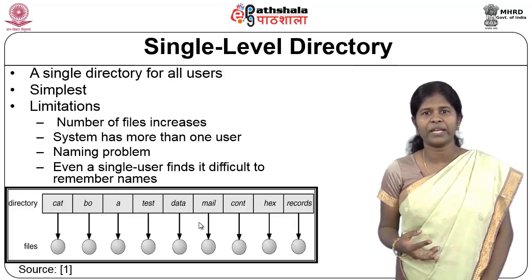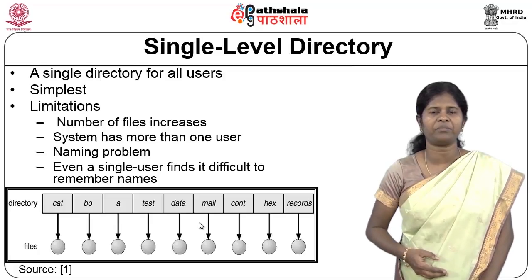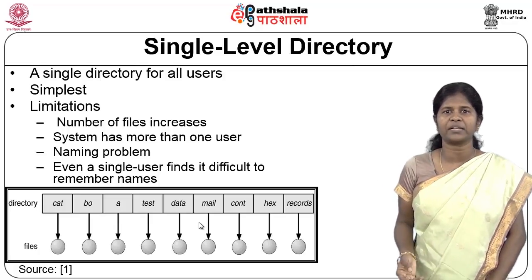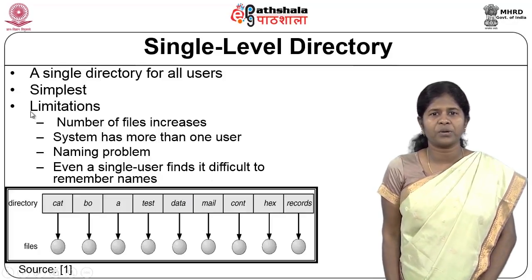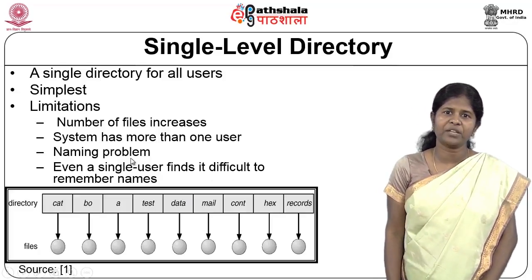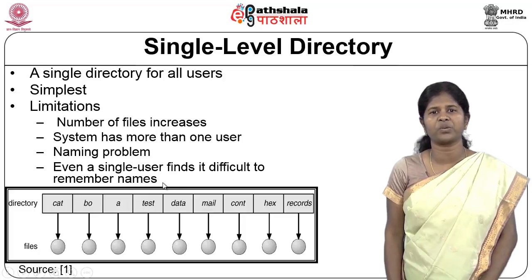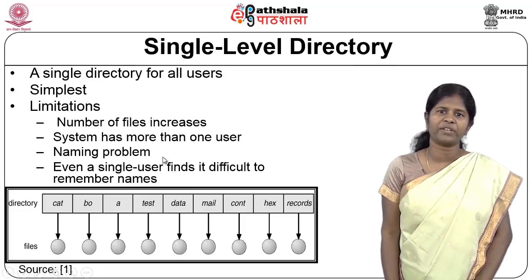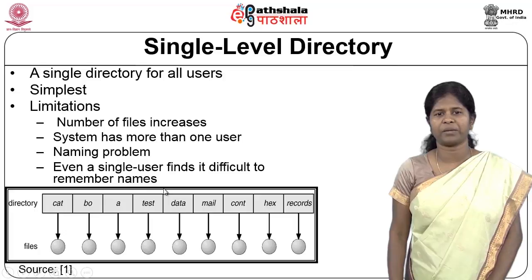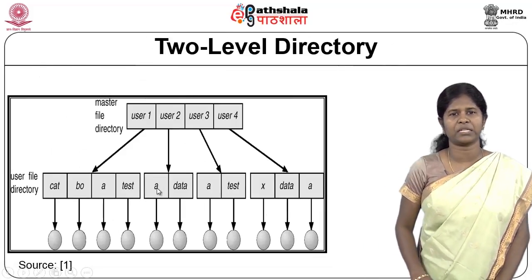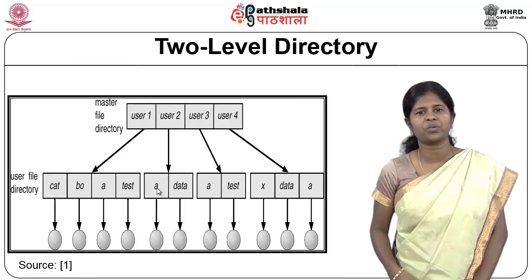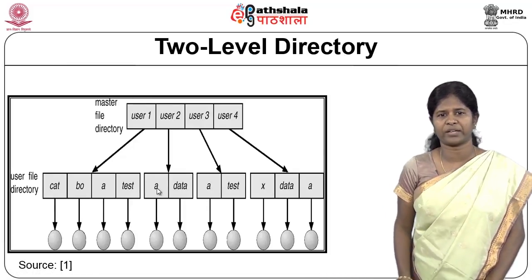Else it will be like two different users using the same name for two different files, which should not be allowed. So, naming becomes a problem. And even for a single user it becomes very difficult to remember names, because every file of his is kept under the same directory. So, they try to improvise this and to go for a 2-level directory.